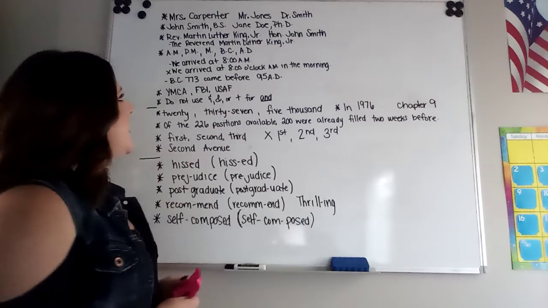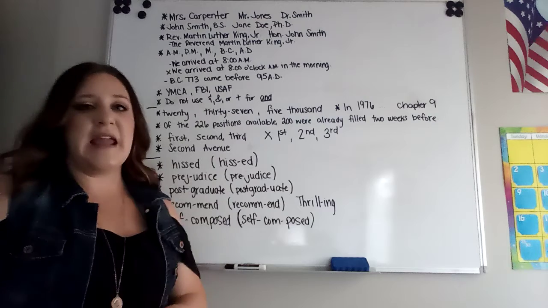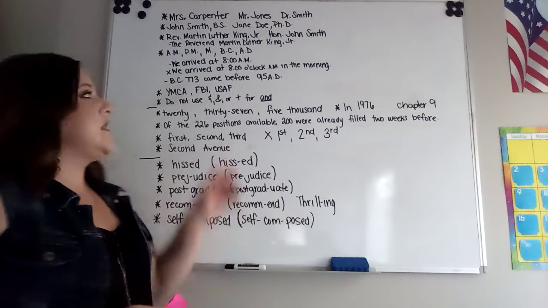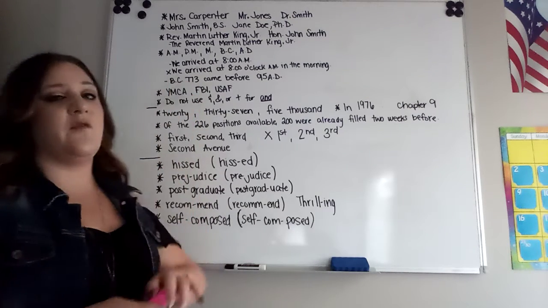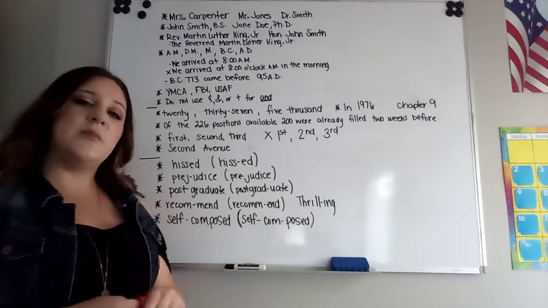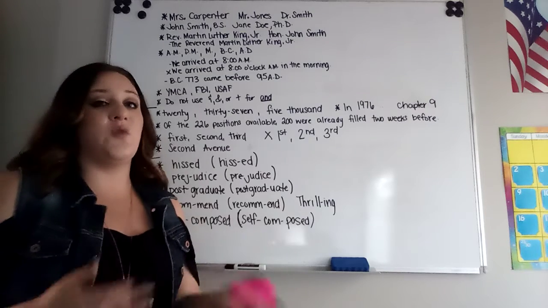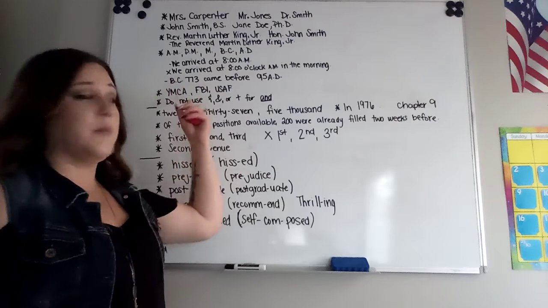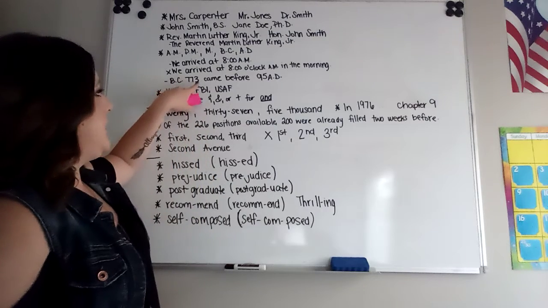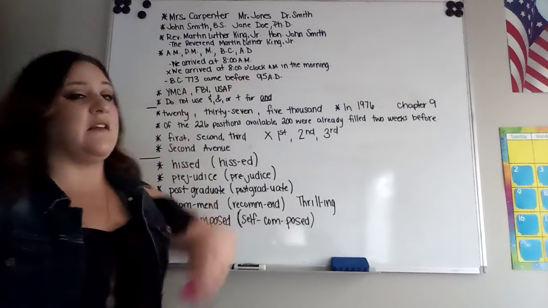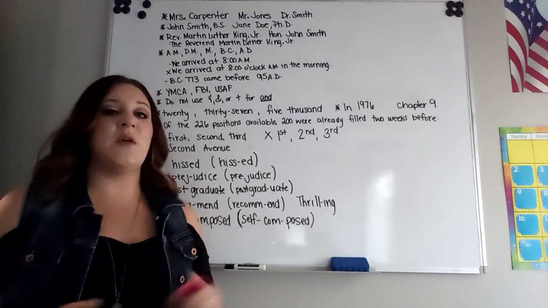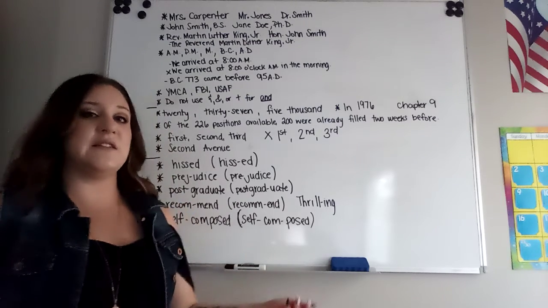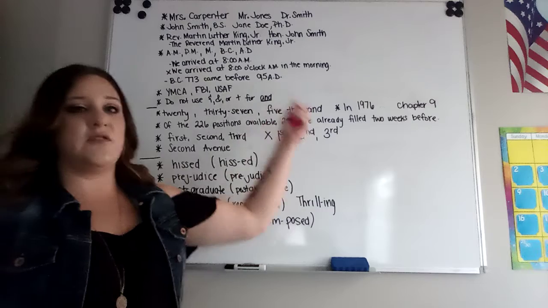And then with BC and AD, you want to make sure that BC comes before your numbers. So remember this, BC stands for before Christ. So you want to go before your number. So BC 773 came before 95 AD. And then an easy way to remember this is AD for after death, and that means it's going to go after your number.